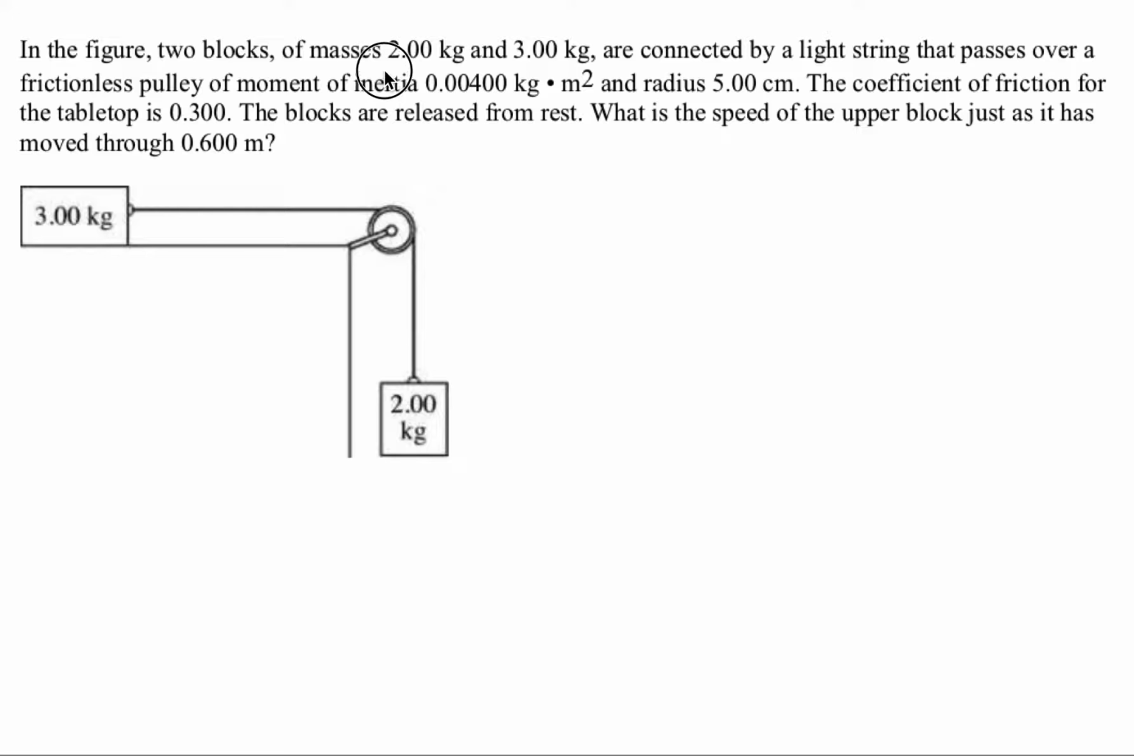The masses are given, so first highlight what you are given, right? So that's 2 kilogram given, 3 kilogram given, and a light string that passes over the pulley. When that happens there is a tension, you can call that T1, and there is another tension acting this way, let's say T2.